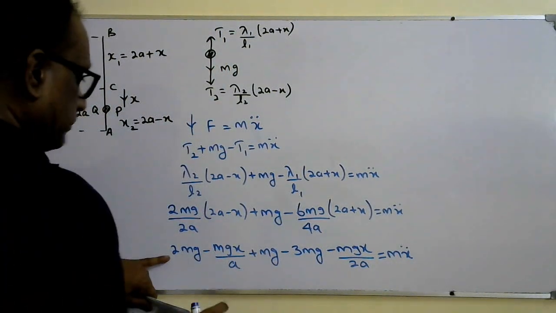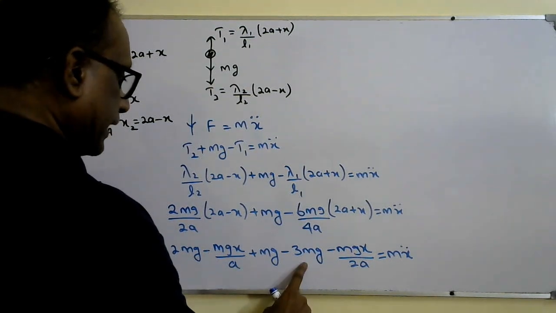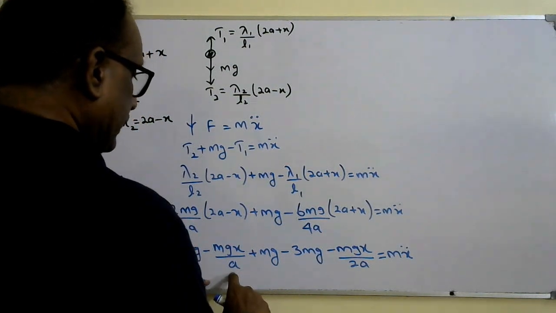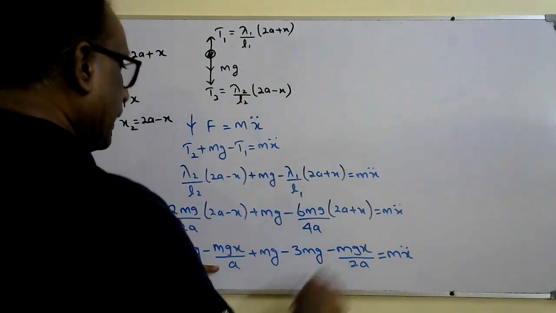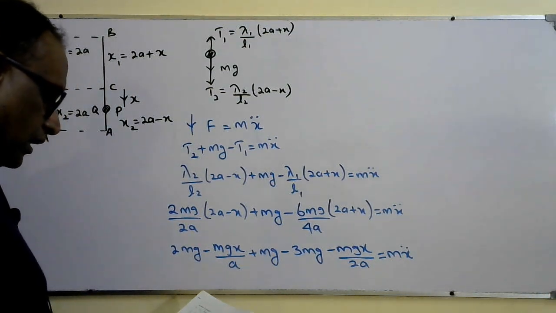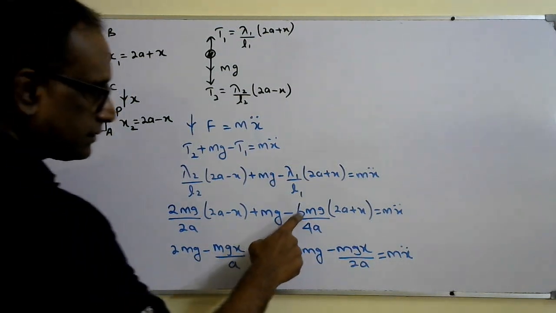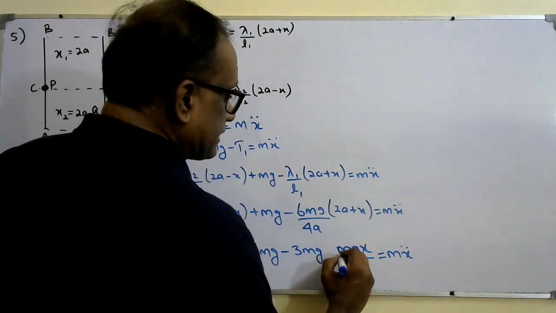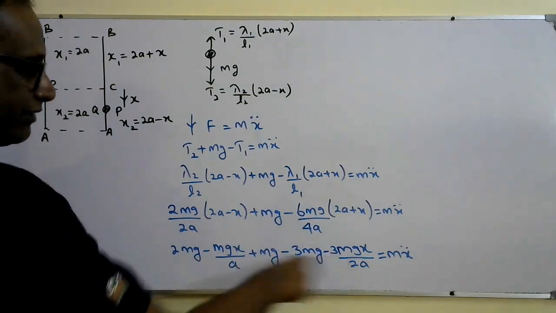Okay, so here 2mg plus mg, 3mg minus 3mg, they'll get cancelled. Then minus mgx over a minus 3mgx over 2a. When you take 2a as the LCM, that will be minus 2mgx over 2a minus 3mgx over 2a. I thought there was a mistake with the 3, and yes, there's a mistake. It is 3mgx over 2a. Be careful, there could be mistakes like this with a lot of numbers. So the LCM gives 5mgx over 2a.